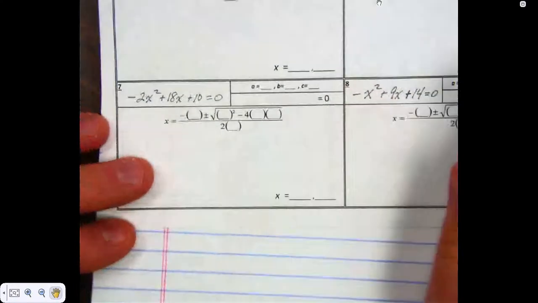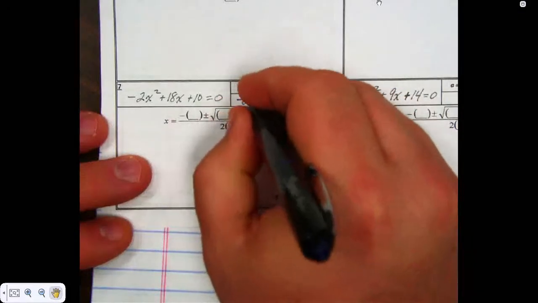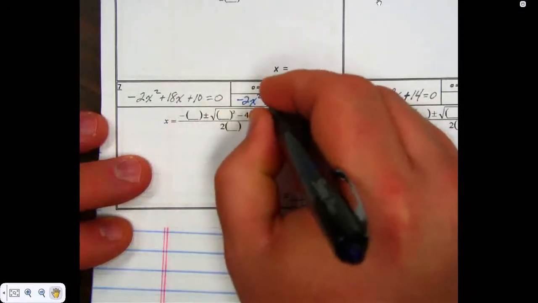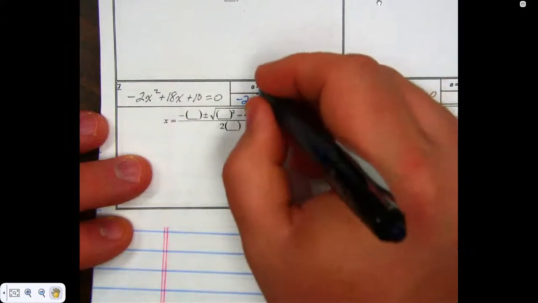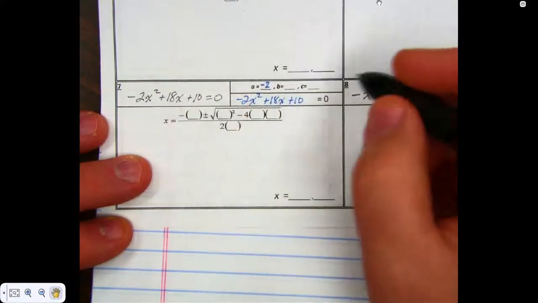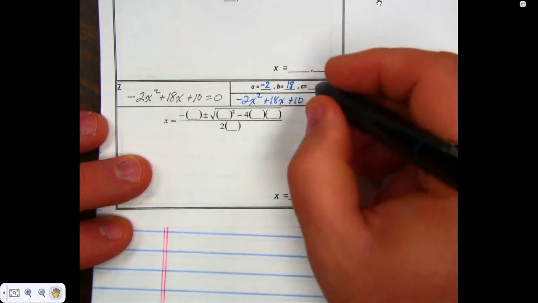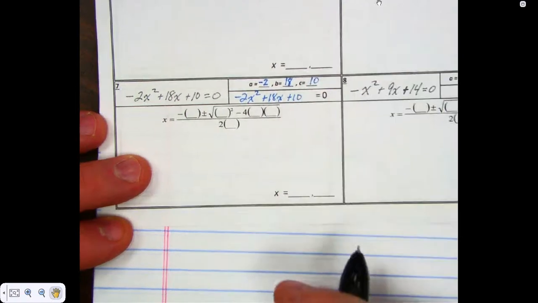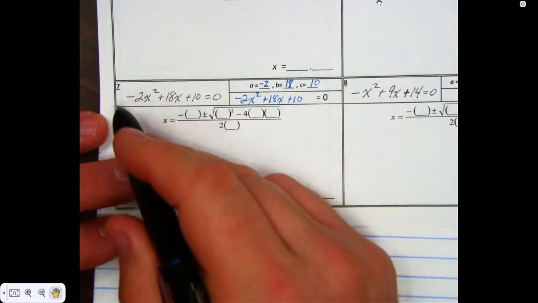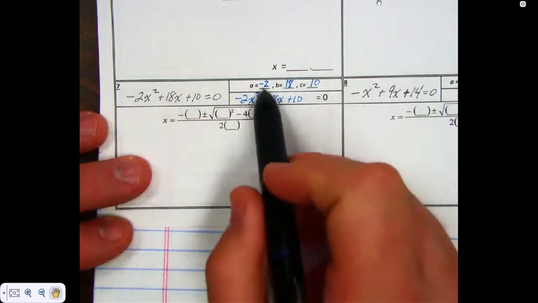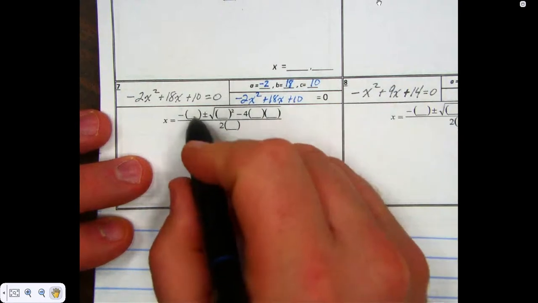First of all, is everything set equal to 0? Yeah. So it should be negative 2x squared plus 18x plus 10 is equal to 0. What's my A? -2. What's my B? 18. What's my C? 10. What was a little different about this that you haven't seen normally? The negative's in front of the A, isn't it? Yeah. Glad you guys picked up. It's still -2.